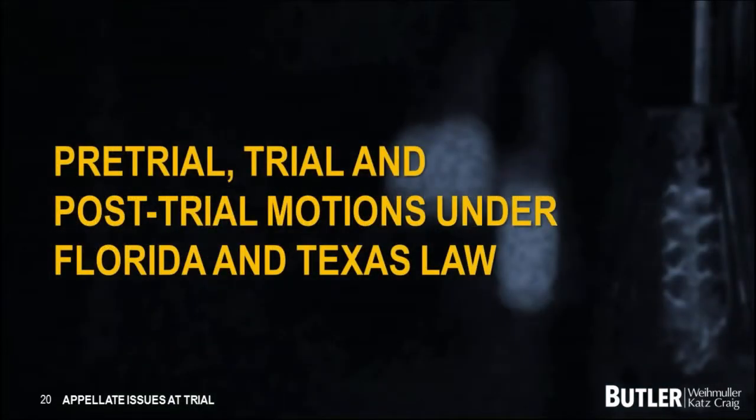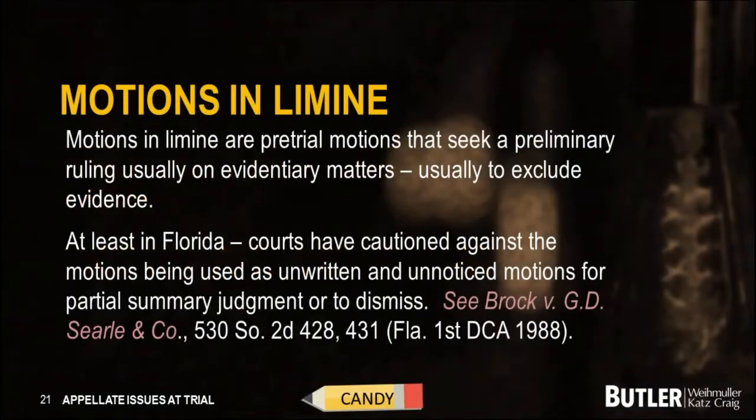Moving on, let's talk a little bit about pretrial, trial, and post-trial motions under Florida and Texas law with a focus on preservation of error. And again, this is just a very broad overview. I'm not covering every single different motion that could be brought or you should be aware of as far as appellate preservation, but I'm just trying to hit the highlights and the ones that I think will probably occur most frequently. Motions in limine. Motions in limine are pretrial motions that seek a preliminary ruling, usually on evidentiary matters, and they're usually to exclude evidence.